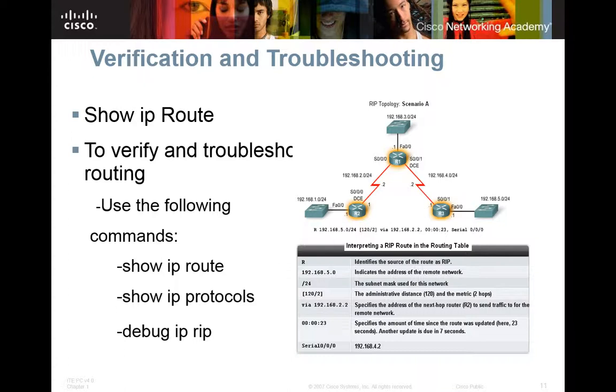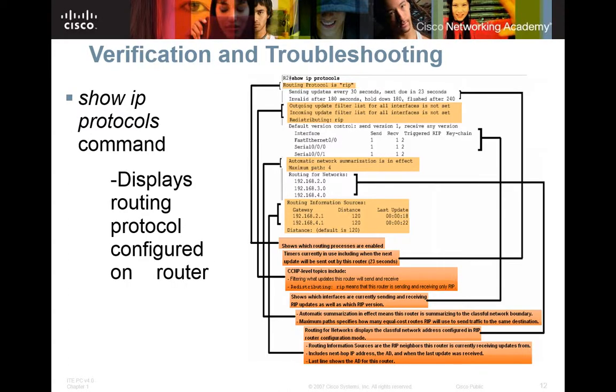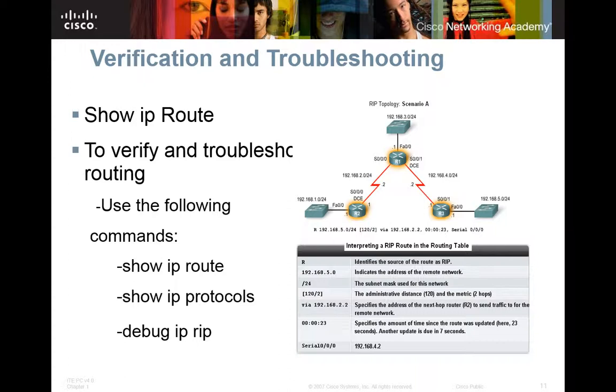120/2 means you have an administrative distance of 120, and then the 2 tells me how many hops I have to go to get there. Does that make sense? Remember when I had the 120/1 on there? It means one hop away from that network. Then you have via, the address it's learned from, how long since the last update occurred, and the interface that it's going out.